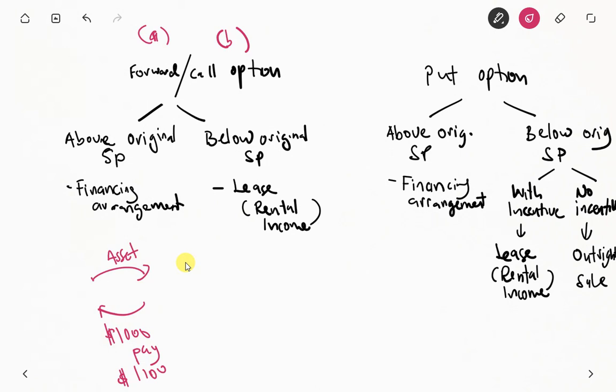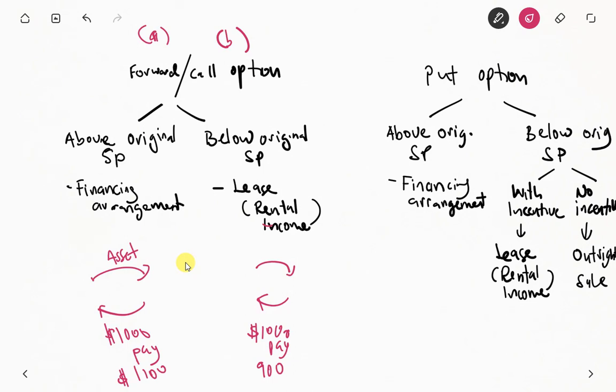Okay, if you sell below, then it's a rental, because here, then I pay 900 back. So I actually keep 100. The 100 is considered as a rental. Okay, and the put option is part C.